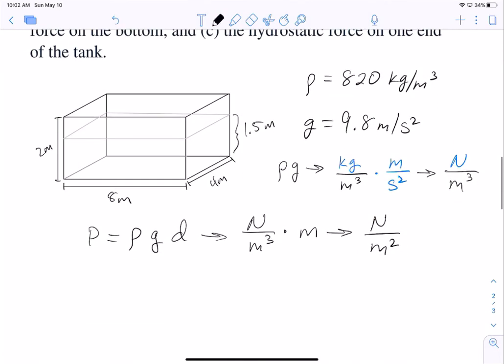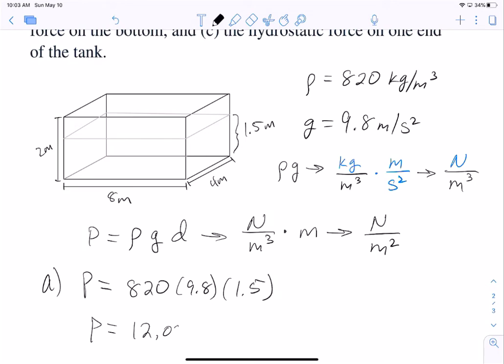So what we're going to have here for part A is that the pressure is rho, given to be 820, times gravity, 9.8, times the depth, which we were told is 1.5 meters. This gives us an answer for pressure of 12,054 pascals, which you may also see written as 12.054 kilopascals.